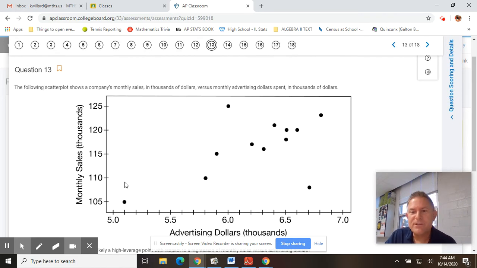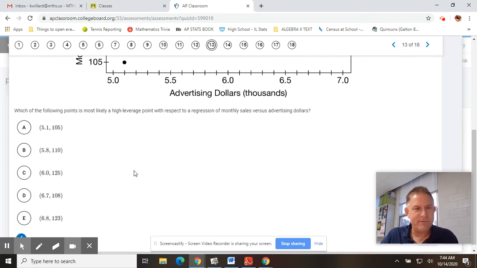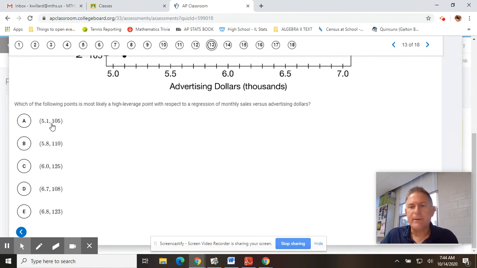Remember we said leverage is far to the left and far to the right. And so these guys over here have some leverage. This guy definitely has some leverage. He's probably the answer, I'm just guessing. 5.1, 105. Found it, there it is. Okay, so high leverage: far left, far right.